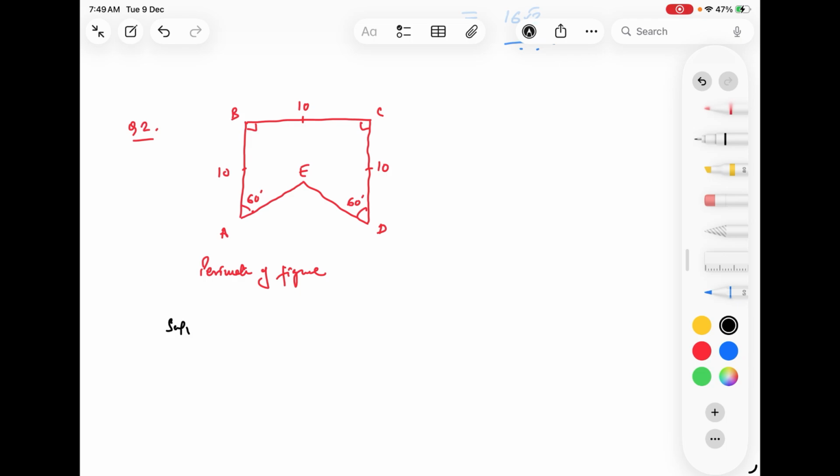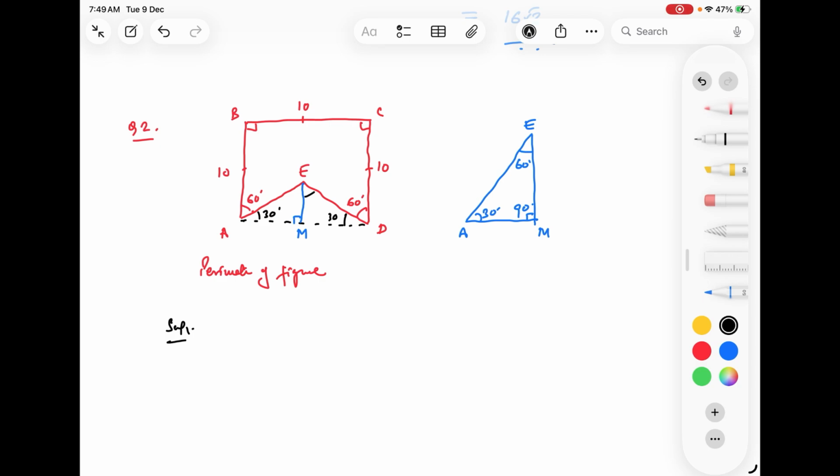Solution. Now how do you find this? First of all, you join AD. And we see that this is 30 degrees, right? And we draw a perpendicular from E to AD as EM. So this triangle AEM becomes a 30, 60, 90 triangle. So this is 90, this is 30, this becomes 60. And similarly, here also we have a 30, 60, 90 triangle, right?